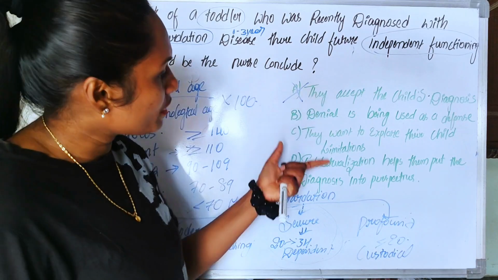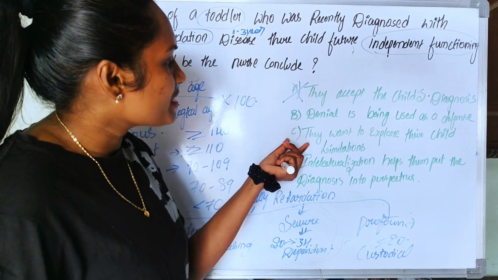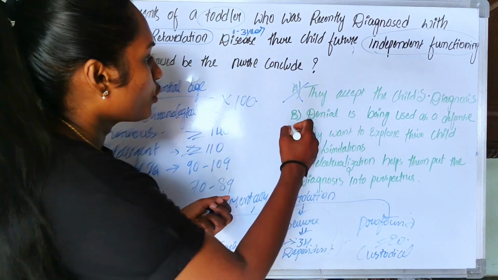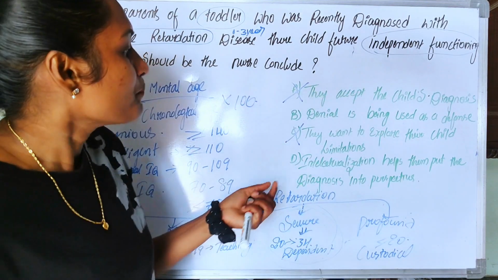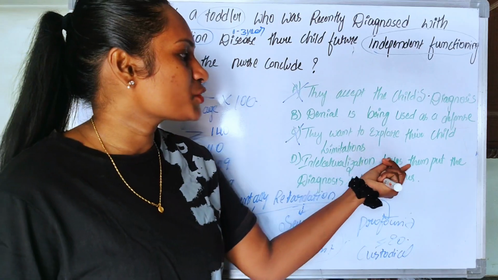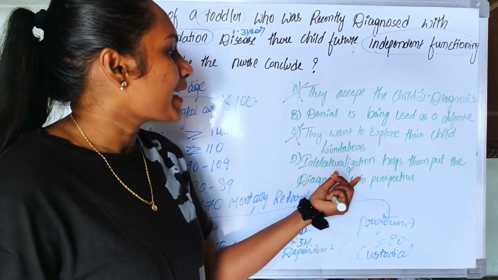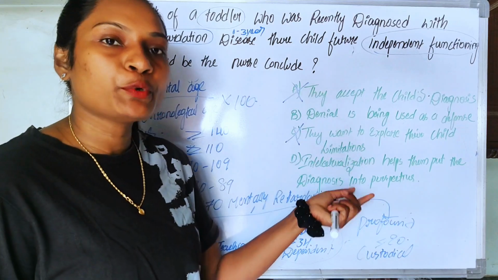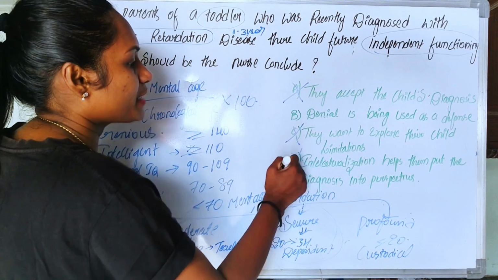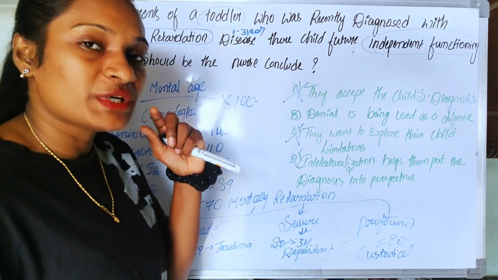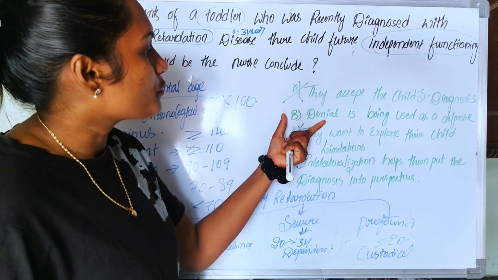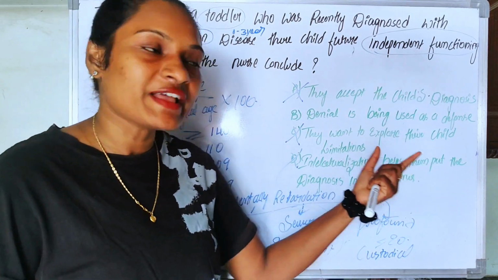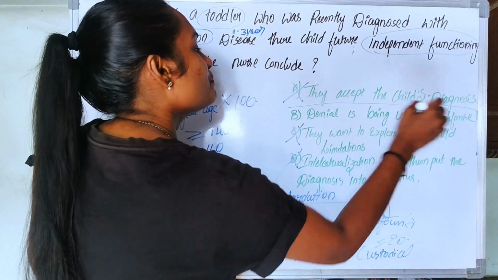Mostly it can happen. The remaining options we'll also see. Option C, they want to explore their child's limitations. No, not at all. They are not exploring. Option D, intellectualization helps them put the diagnosis into perspective. No, here also they are not using any intellectualization to understand the diagnosis. So option D is also wrong. So option B is the remaining. Denial is being used as a defense. Yes, the correct answer is B.